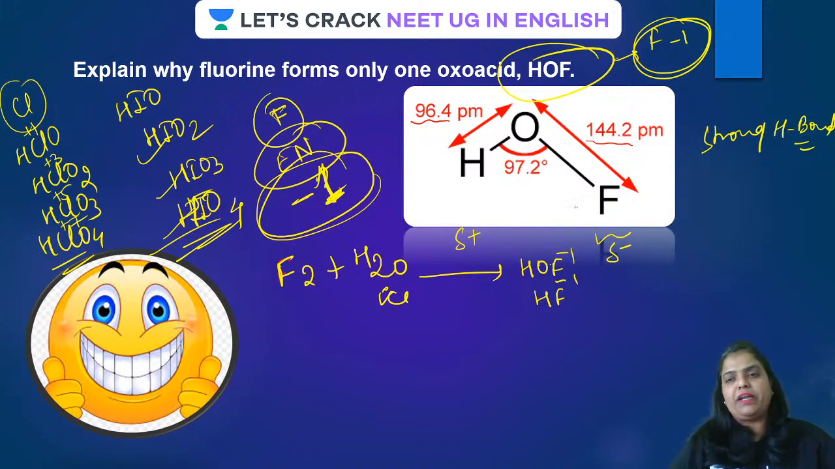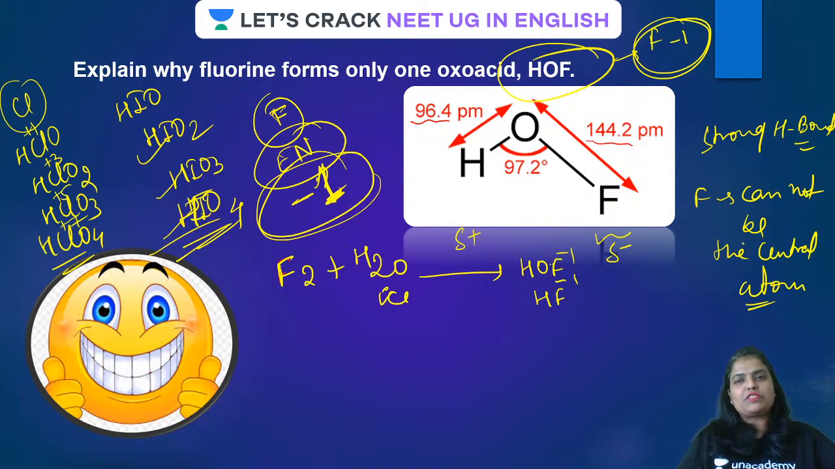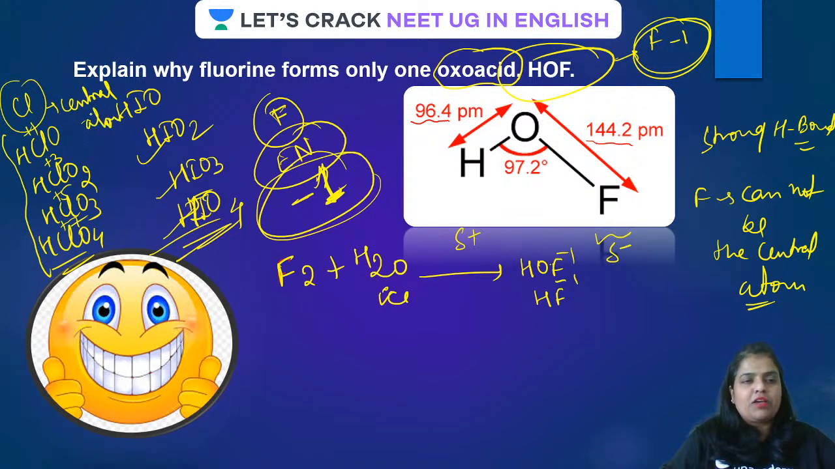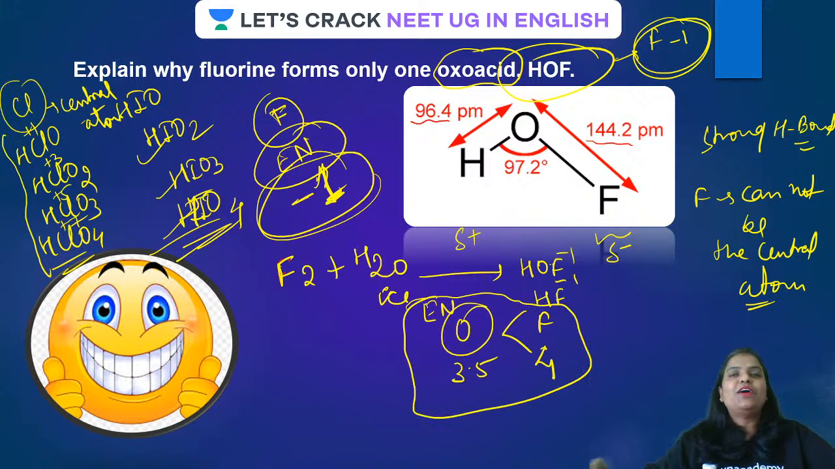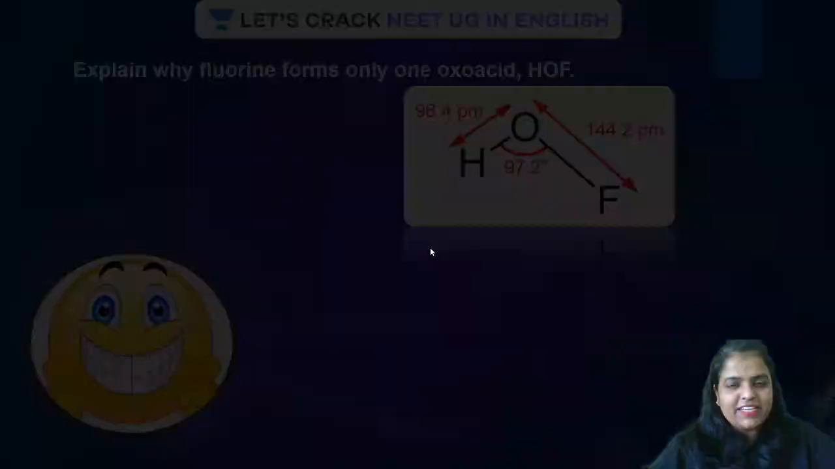Being the most electronegative element, it can never be the central atom. Fluorine cannot be the central atom, guys. Remember. And therefore it forms only one oxoacid, that is HOF. Whereas in all these cases, guys, halogen atoms are the central atom. Why? Because they are less electronegative than oxygen. And we know the electronegativity value of oxygen is 3.5, whereas that of fluorine is 4, which is much more electronegative than oxygen. Done? All clear, guys?